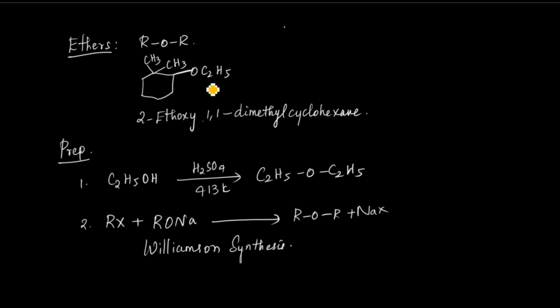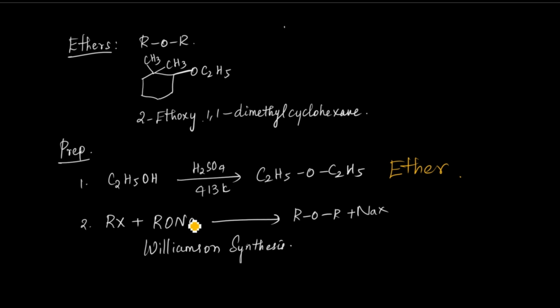Then ethers. For ethers, the naming is important, and some preparation and properties. Very simple, very short. Phenol, alcohol with H2SO4 at 413 Kelvin gives us ether. We saw this reaction just now. Then the next preparation is Williamson synthesis, where I'm taking alkyl halide with RONa.